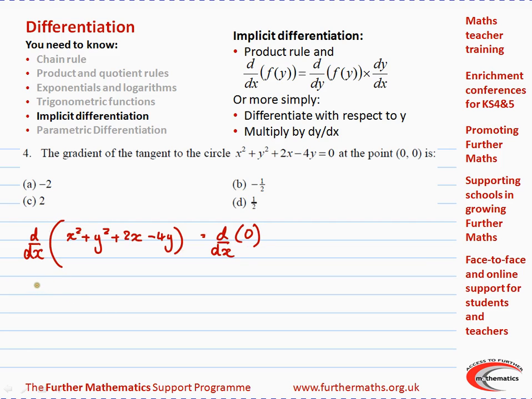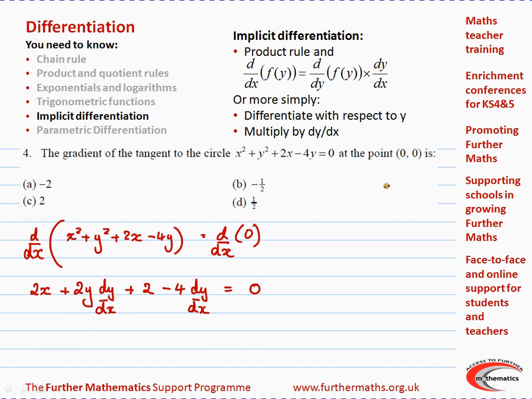Okay, so differentiating the left hand side, the x squared term goes straight to 2x. The y squared term we have to differentiate implicitly. Differentiating the outside function gives me 2y, times the inside function dy by dx. The 2x simply differentiates to 2, and the minus 4y, if we differentiate minus 4 anything with respect to x, we end up with minus 4, multiplied by the derivative of y, that's dy by dx, and the derivative of 0 with respect to anything is always 0.